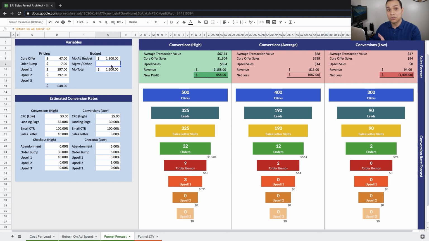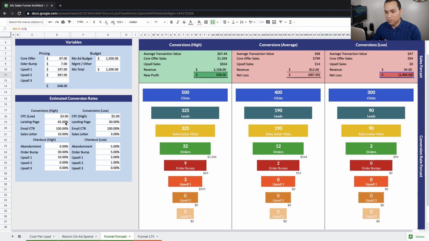And of course, I'm assuming you're doing everything yourself, right? You're not paying an ads manager. You're not paying anyone to help you with building and managing your funnel. And so what this does is it looks at, this is the best case scenario, net profit of $658. And the worst case scenario is we'd lose $1,400, right?